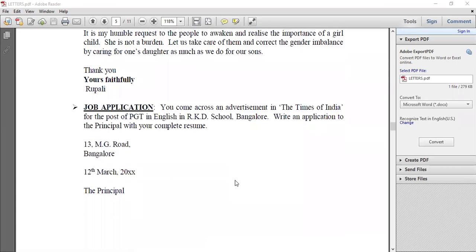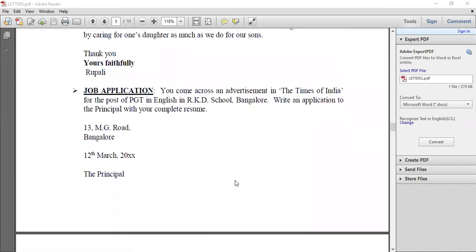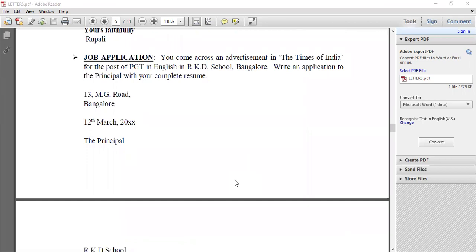Next, letter to the editor. The way the writer has written, you can also follow. The last format you could see is the job application. When we talk about job applications, we have to understand that a job application can be divided into two parts. The first part is the covering letter. The second part is the curriculum vitae. Now I'm showing you that job application.